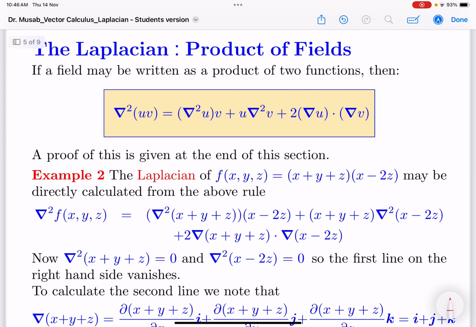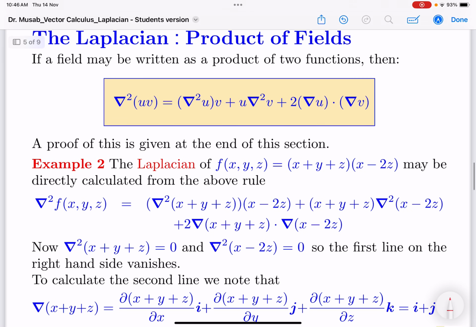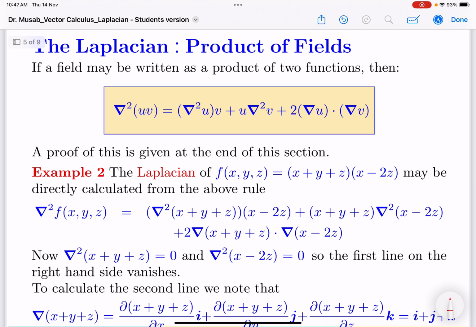Okay, so, product of fields. This is the last part. The product of fields: if a field may be written as a product of two functions, then the Laplacian of a product. This is a product function, which is like a composite one. I mean, it's combined together, right?